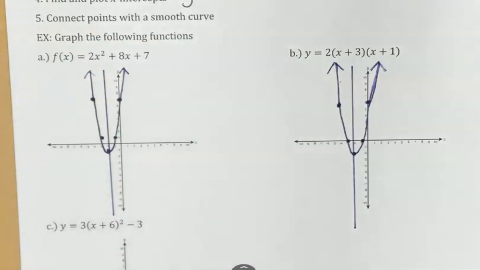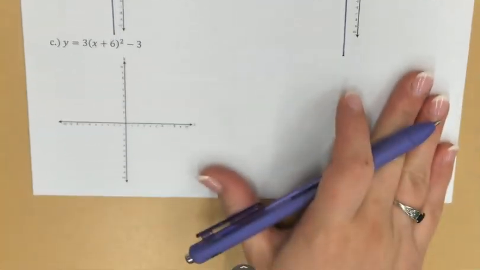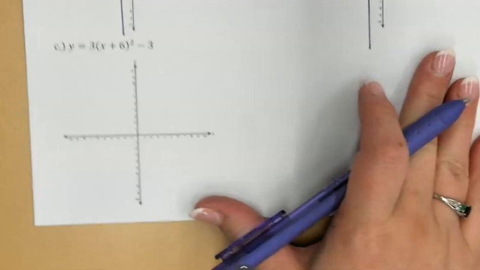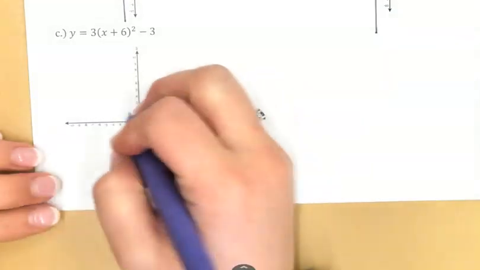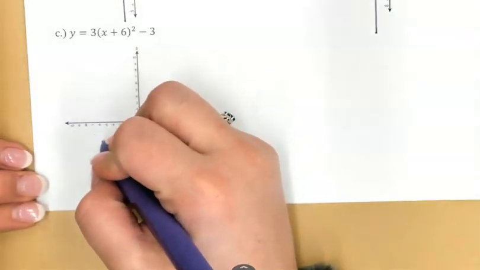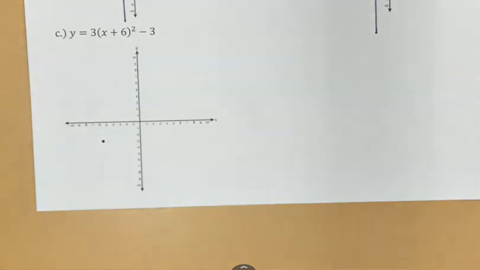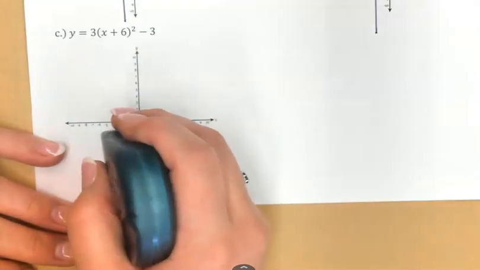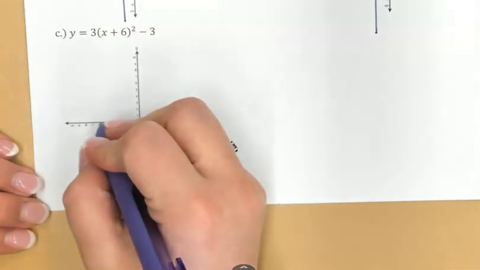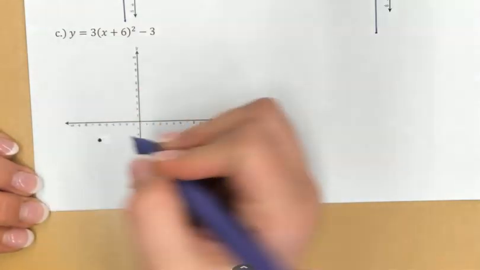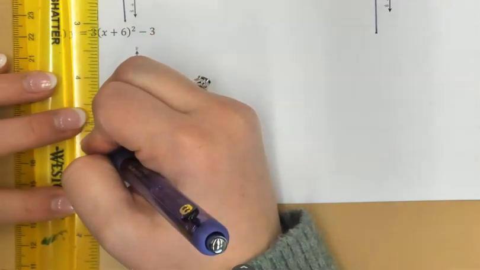Okay, last one. We have vertex form now. So the first thing I can do is find my vertex. That is going to be at -6, -3. Oops, I went over too far. Let me fix that. That's better. -6, -3. There's my vertex. Now I can do my axis of symmetry.